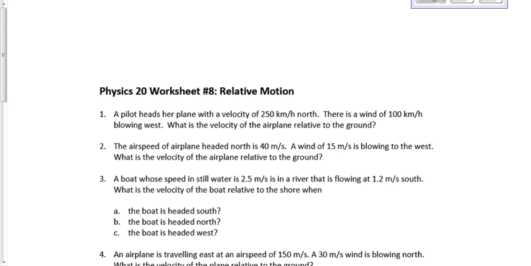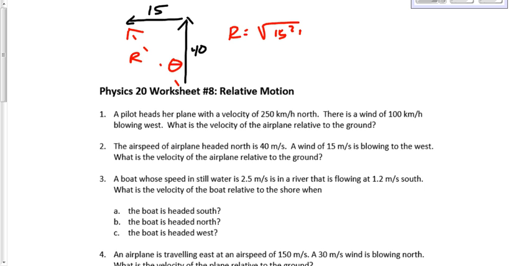Airspeed of an airplane headed north is 40. That contributes to where the plane goes. There's a wind blowing to the west at 15. That contributes to where the airplane goes. And this is where the airplane actually goes. R is the square root of 15 squared plus 40 squared. Anybody have that?